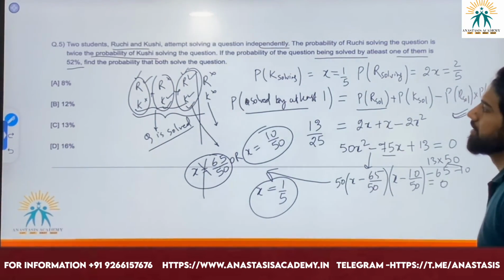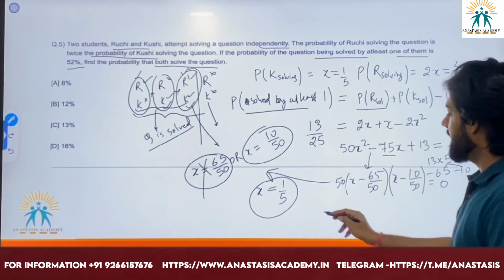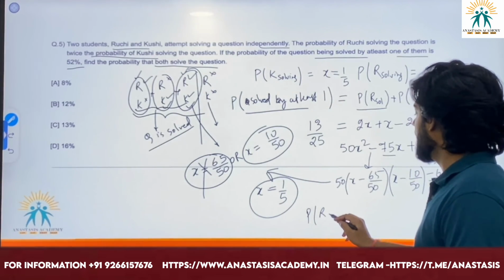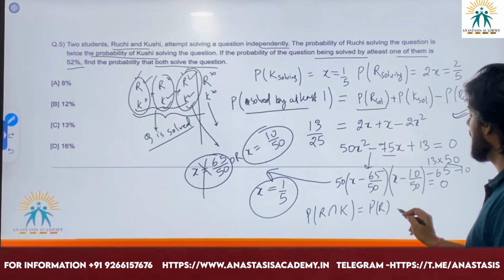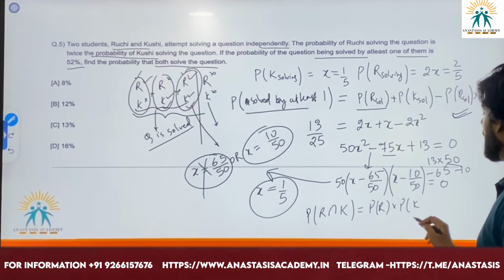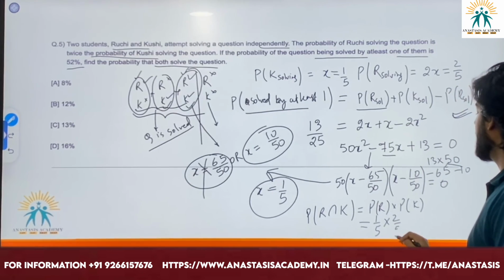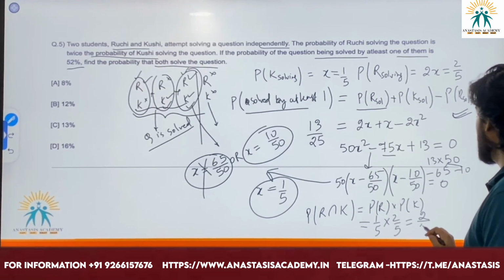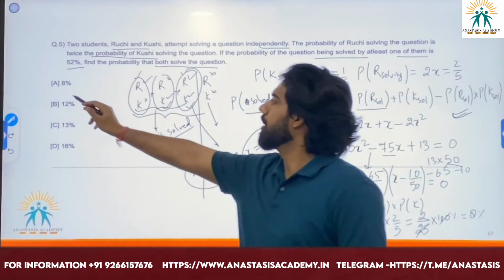What is asked? Find the probability that both solve the question. The probability of Ruchi and Khushi both solving the question would be the probability of Ruchi solving into the probability of Khushi solving. That is 1 by 5 into 2 by 5, or it becomes 2 upon 25. In terms of percentage, I need to multiply it with 100%, so it becomes 8%. So the correct answer to this question is option A.